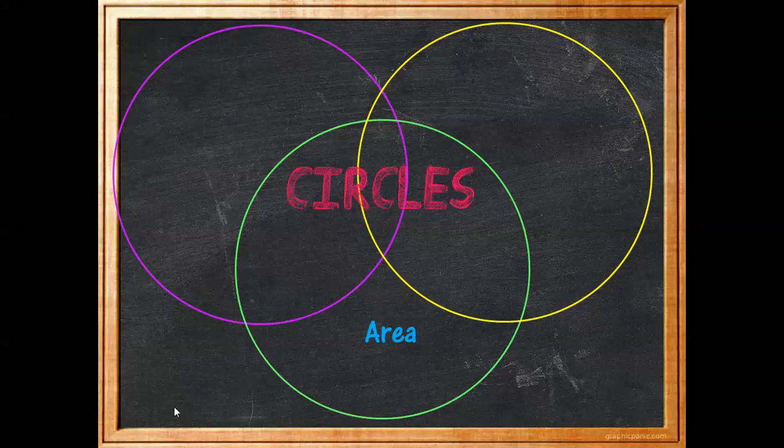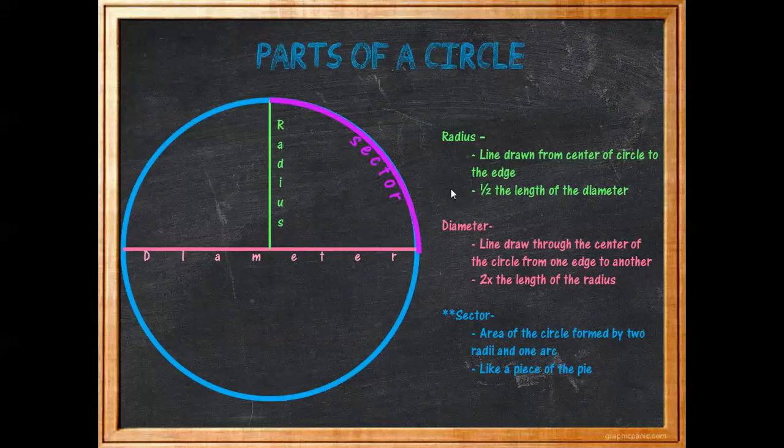In this lesson, we're going to talk about the area of circles. Just to review what we went over in the last lesson, the parts of a circle: the radius is the line drawn from the center of the circle to the edge. It's half the length of the diameter. The diameter is a line drawn through the center of the circle from one edge to the other, and it is twice the length of the radius. The diameter is 2 times the length of the radius. Radius is half of the diameter.